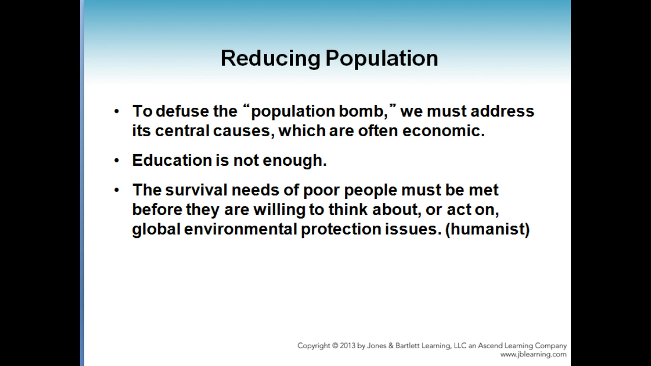To promote sustainability, a major factor will be reducing the population on the planet. To defuse the so-called population bomb, we must address its central causes, which are often economic. Education is a start, but not enough. The survival needs of poor people must be met before they're willing to think about or act on global environmental protection issues. This is in agreement with the humanist model.